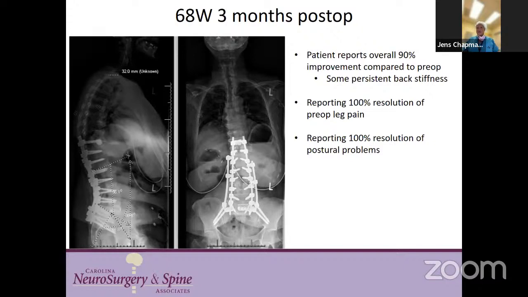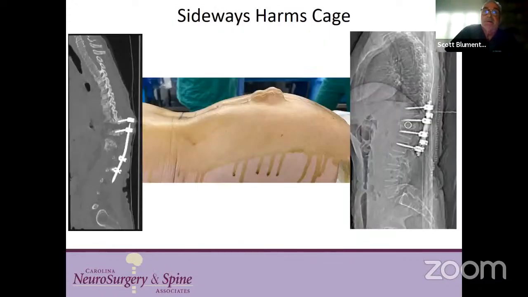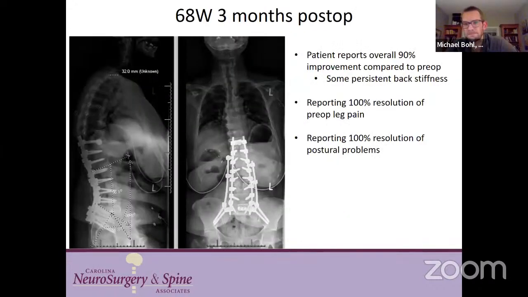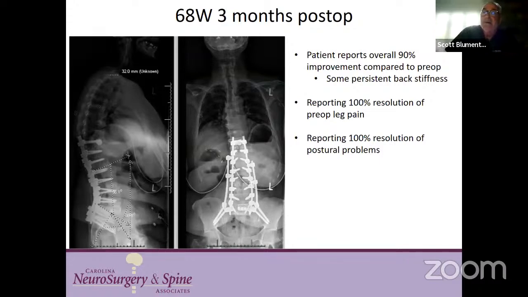Scott, any thoughts from your end? Hello. No, an amazing reconstruction. I mean, that looks just terrific from what you started with. Those are tough cases, and those of you guys that do these kind of revision surgeries, I'm impressed.